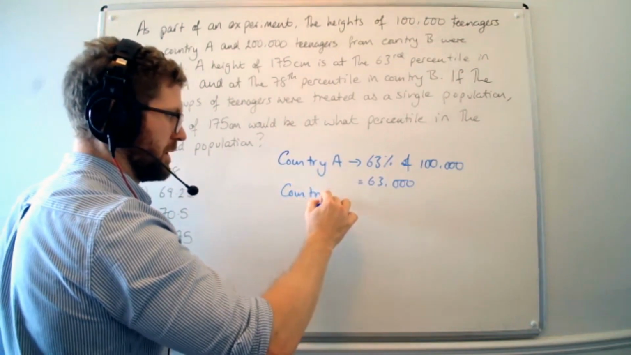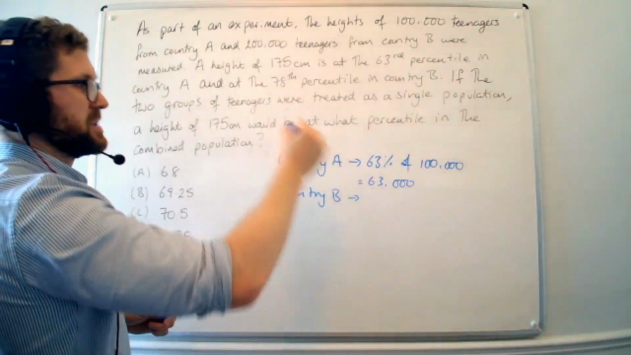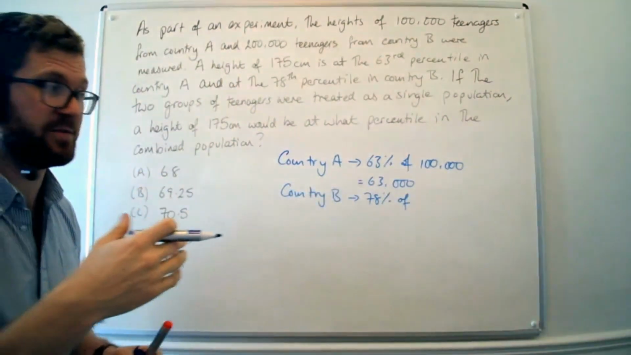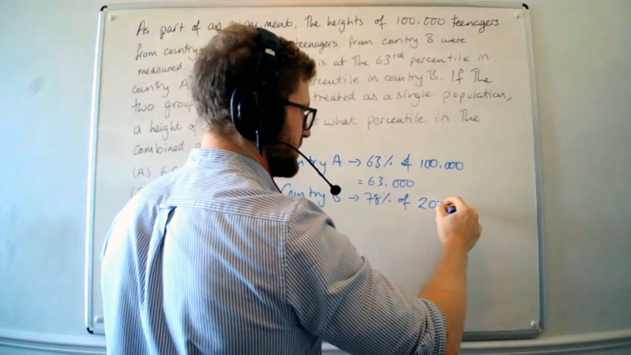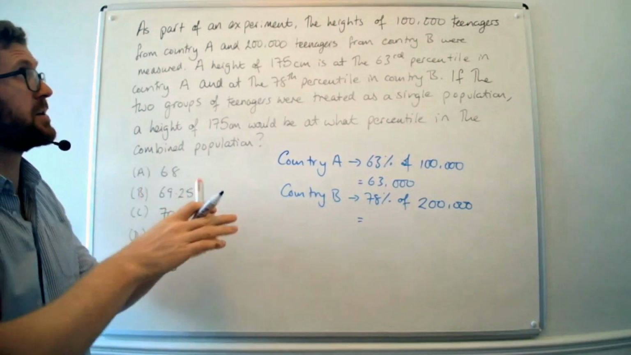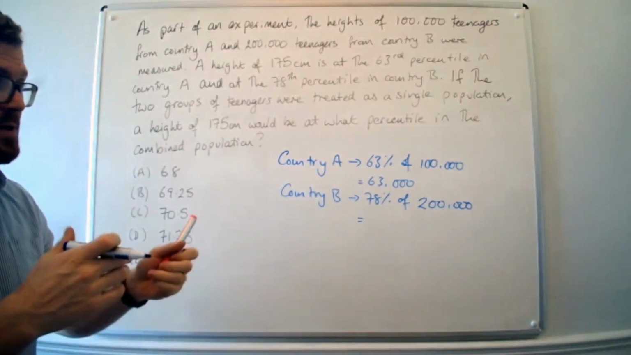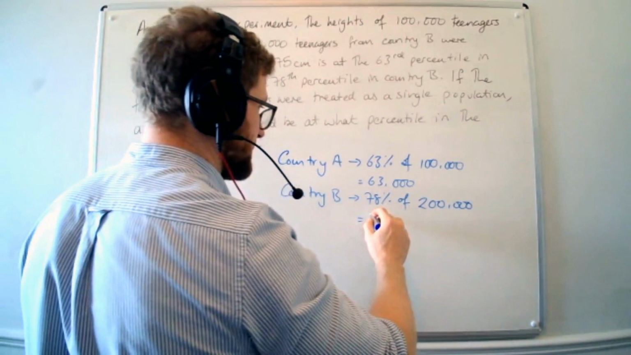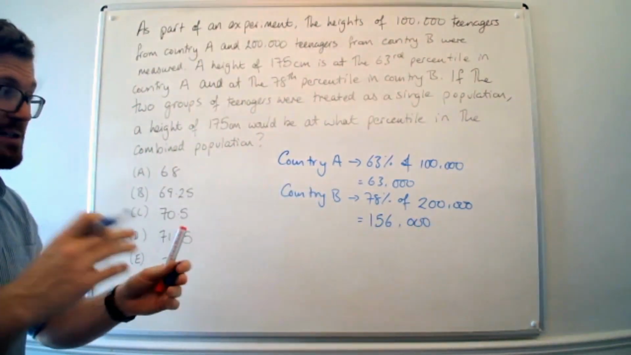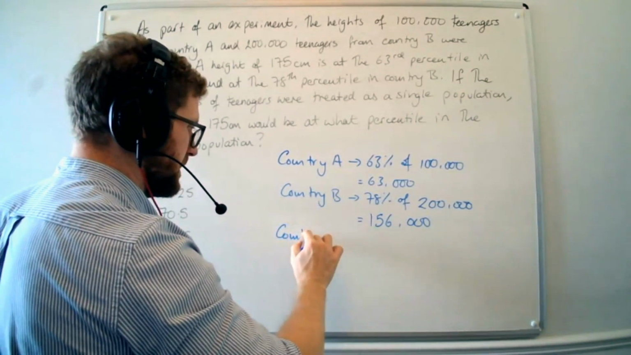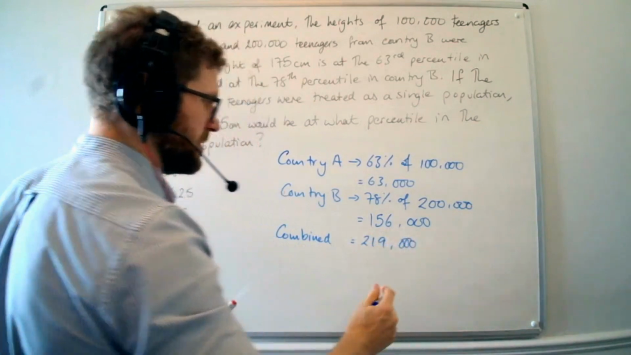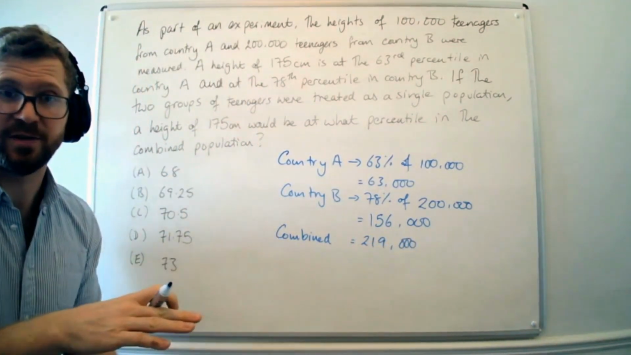Country B, a little bit more complicated. We know that 78% of the people have a height of less than 175 centimeters, but it's 78% of 200,000 this time. Don't make that mistake and think it's 100,000 as well. There are 200,000 teenagers from country B. So 78% of 200,000 is going to give us 156,000 people, which means that in total, combined, there are 219,000 people with a height less than 175 centimeters.